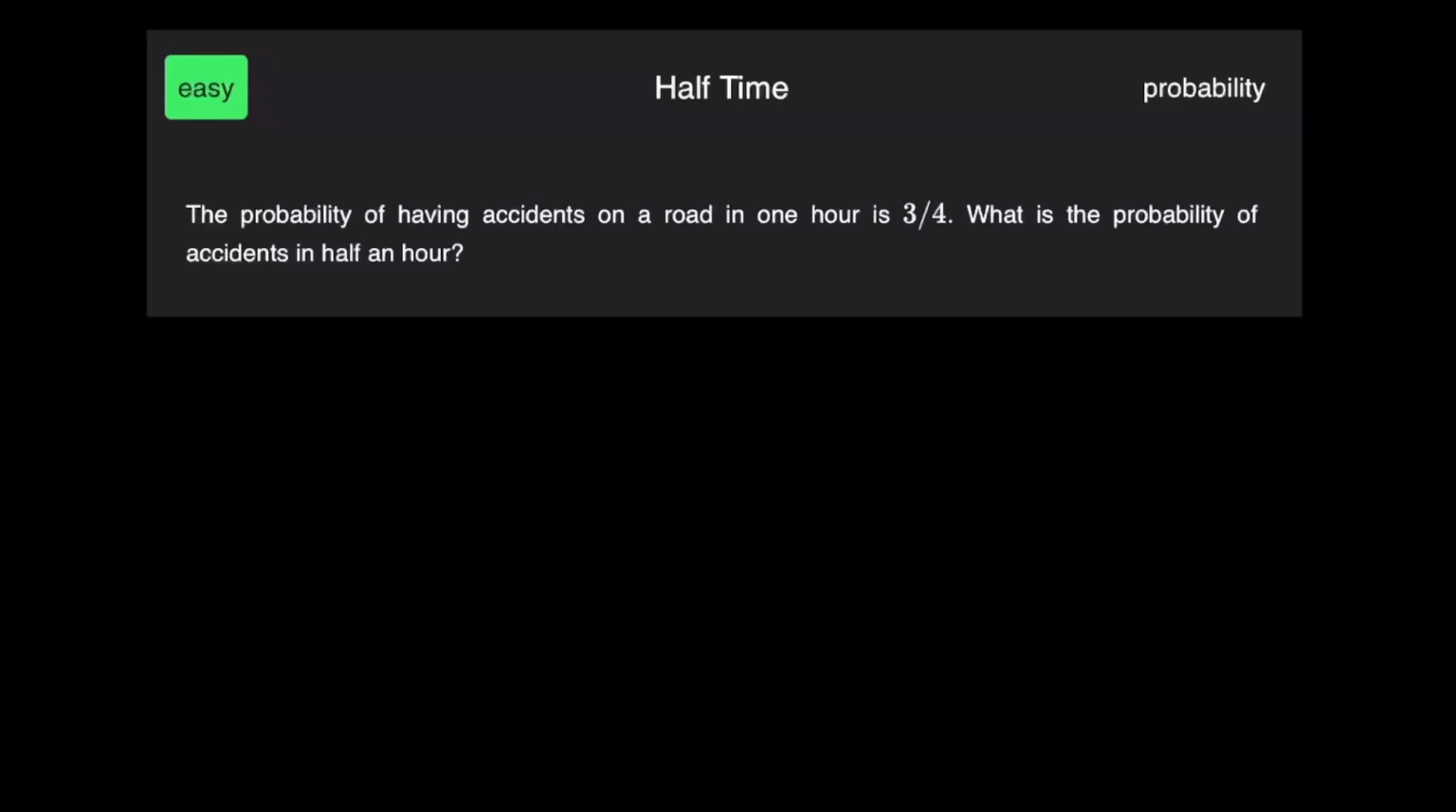Today we're doing another Brainstellar quant puzzle. This one is called halftime. It's an easy problem of probability type. You guys can go over it.